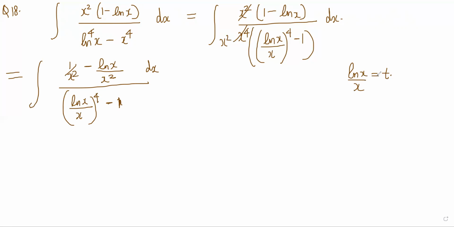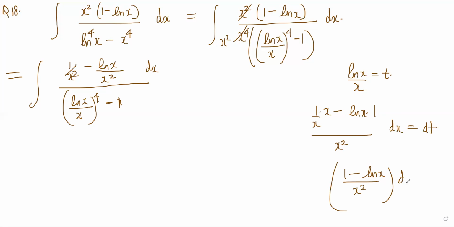What do we get? Differentiating ln x by x, we get 1 by x into x minus ln x into the differentiation of x, which is 1, by x square, dx is equal to dt. So I'm just differentiating this by the quotient rule. I get (1 minus ln x) by x square dx is equal to dt, right?